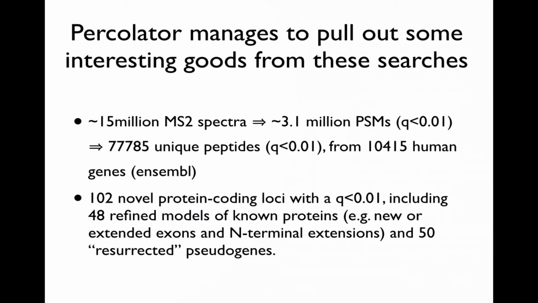In this set of genes, we actually could fish out a couple of previously unexpected things as well. We, for instance, discovered 100 novel protein-coding loci, whereof 48 were refined models of known proteins. So, for instance, extensions of an exon or N-terminal extensions. Another 50 were resurrected pseudogenes, etc.